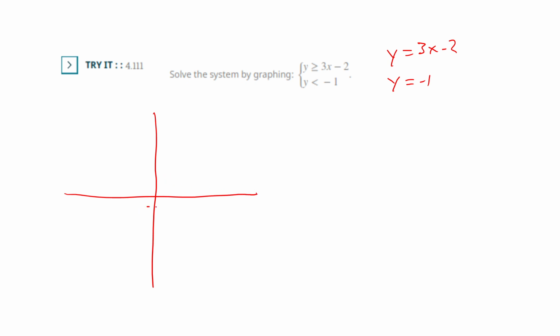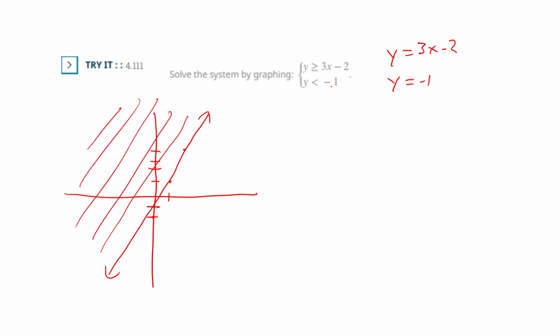All right, so y-intercept of -2, going up 3 over 1, up 3 over 1. So I'm doing the top one. It includes an equal, so I'm going to make a filled-in line. I want the y's greater than that line, so I'm going up here.